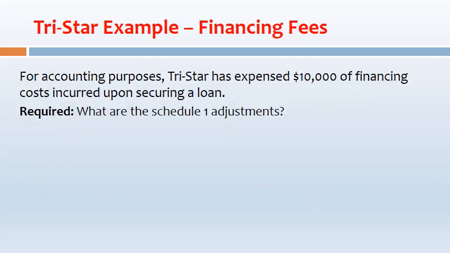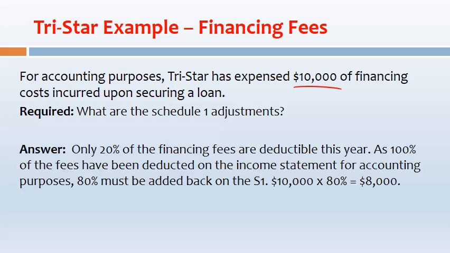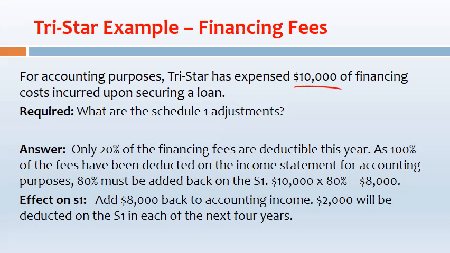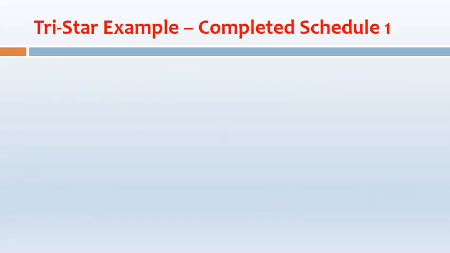Here's what that looks like in TriStar. We've got TriStar having expensed $10,000 of financing costs incurred upon securing a loan. So what kind of adjustments would we make on the Schedule 1? Well, the answer is that only 20% of those financing fees are deductible in the current year. Because 100% of those fees were deducted on the income statement for accounting, you have to add back 80%. $10,000 times 80% is $8,000. The effect on the S1 is add $8,000 back to accounting income. In subsequent years, we're going to have $2,000 deducted on the Schedule 1, and that's going to be for the next 4 years.